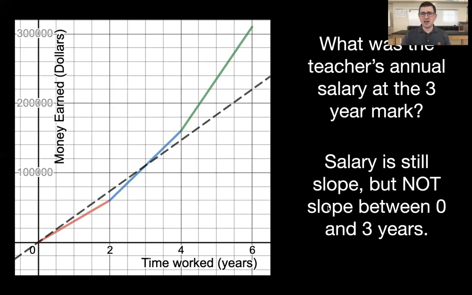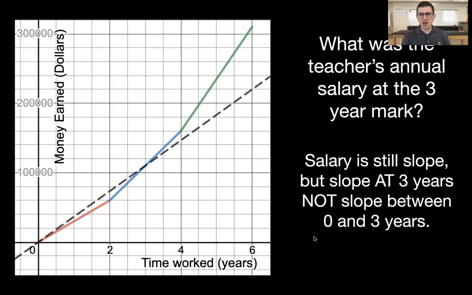And in order to do that, we need to calculate the slope of this blue section at 3 years, not between 0 years and 3 years. So the slope of this blue section is, the line is going to look like this. And you'll notice that this line doesn't perfectly match up with the red section or the green section because before they were making less money and then after they're making more money. So we want to know what is the slope of this section.